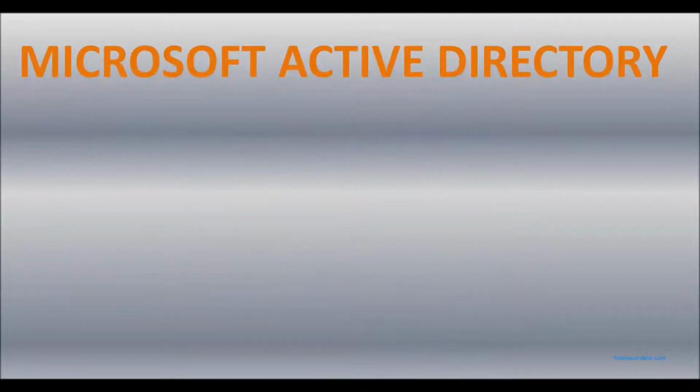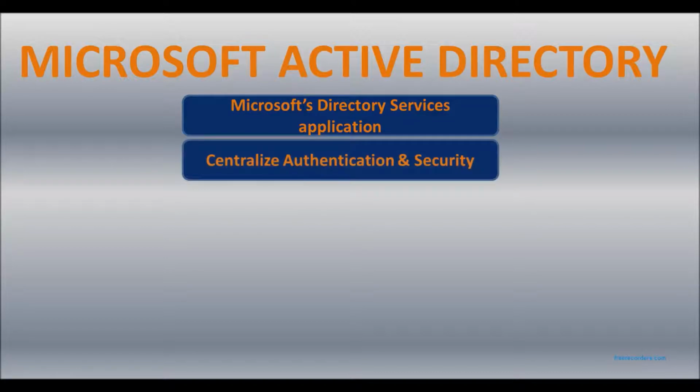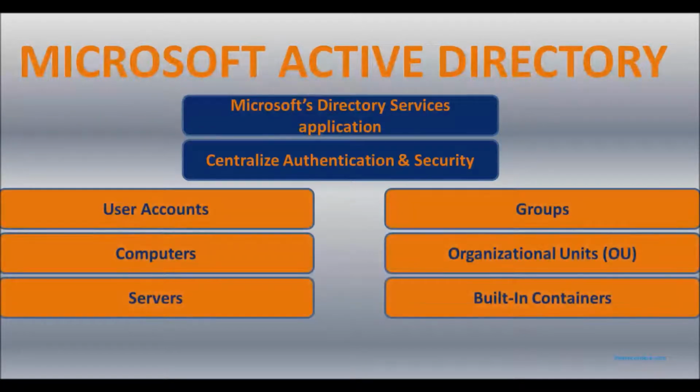Now, when it comes to how Microsoft fits into this, Microsoft has an application called Active Directory. This is Microsoft's directory services application. It's what they use to do what we had just discussed. And there are several pieces to the Microsoft Active Directory puzzle. Its job is to centralize authentication and security. And those pieces of the puzzle I mentioned: user accounts, computer objects, server objects, groups, OUs, built-in containers. And we'll talk about those in more detail a little later on.